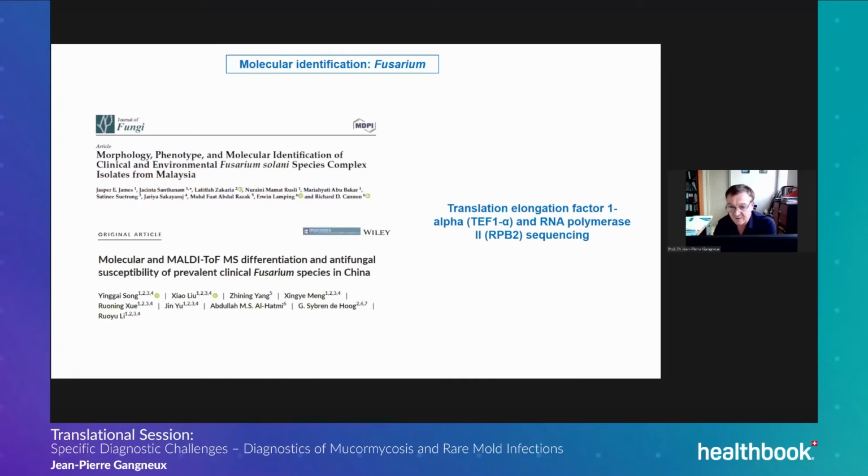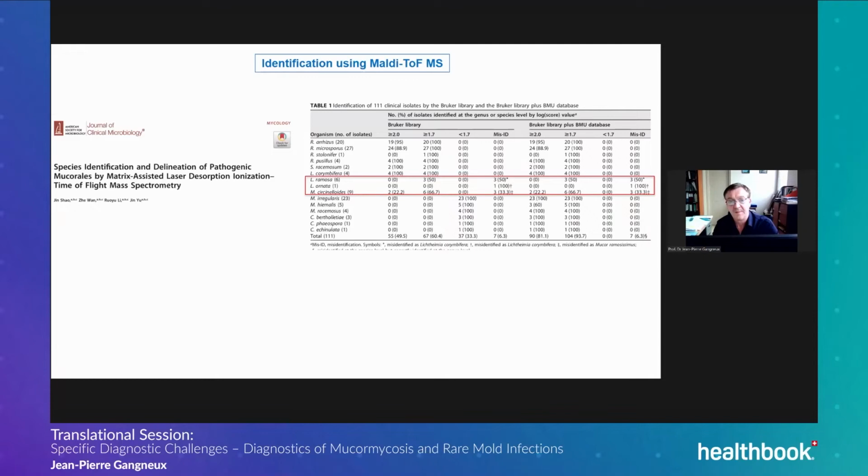And if we look at Fusarium, but Ronen has some slides on that, then it is also possible to identify specifically at the species level the Fusarium with the sequencing of the translation elongation factor 1 alpha and the sequencing of the RNA polymerase 2. But it is now possible to use MALDI-TOF also, mass spectrometry, and some papers report the interest of this technique to identify the fungi, and particularly regarding rare molds.